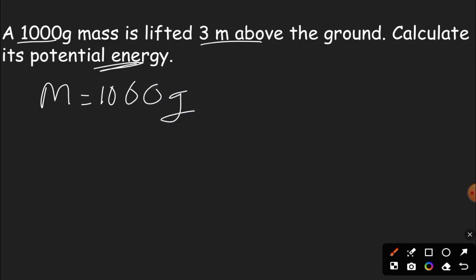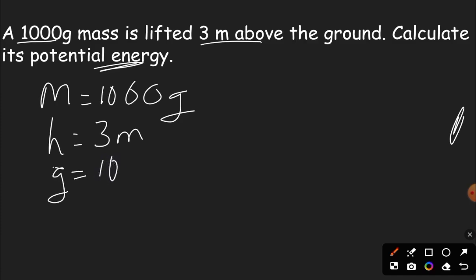A mass of 1000 grams is lifted 3 meters above the ground. Calculate the potential energy. So the mass is 1000 grams, and the height is 3 meters. Now we're not given acceleration due to gravity. When you are not given it, and the question requires it, you can pick either 9.8 or 10. So I'll pick 10 in this question.